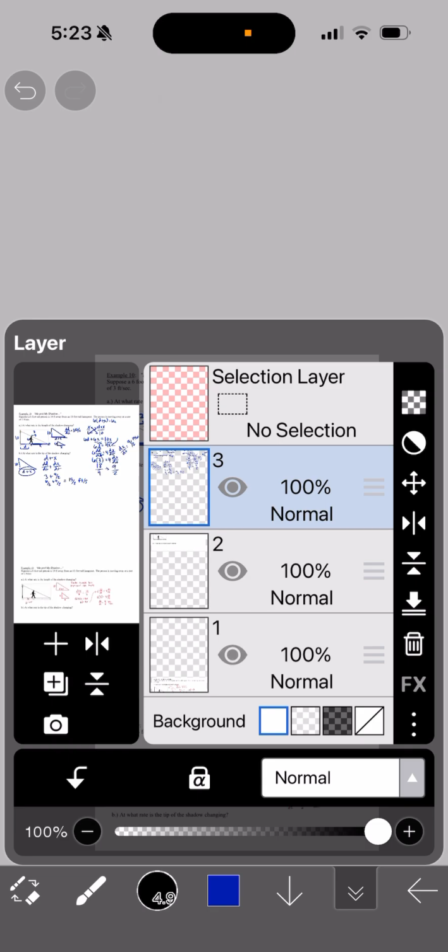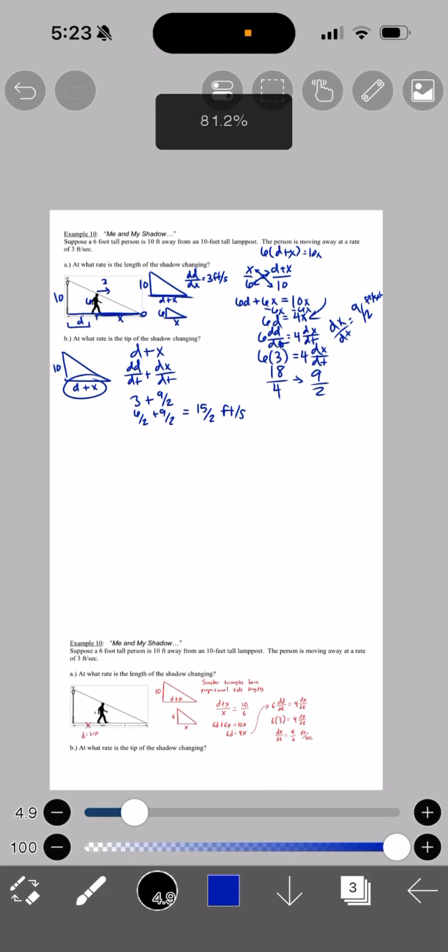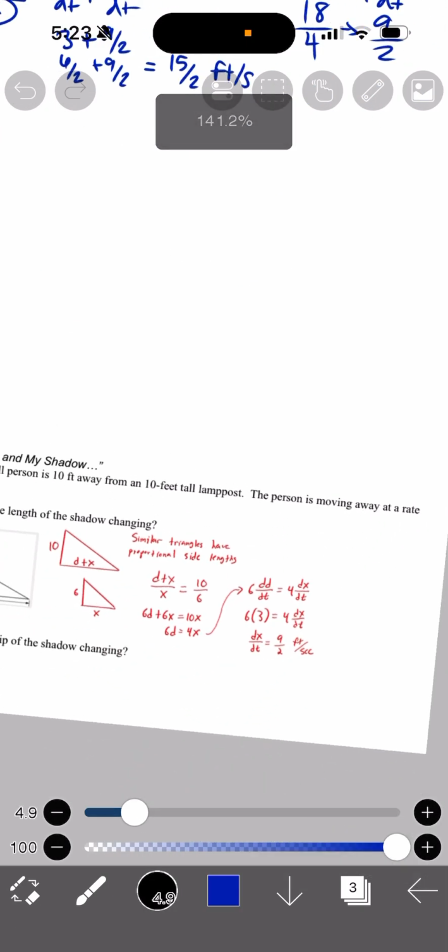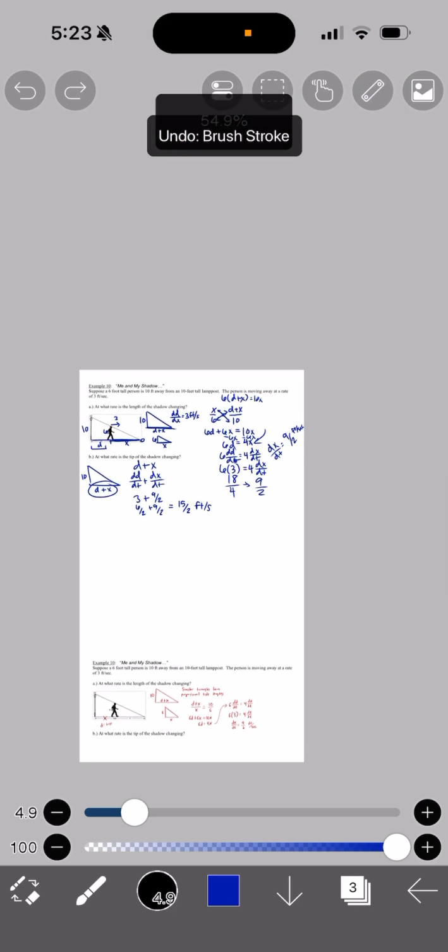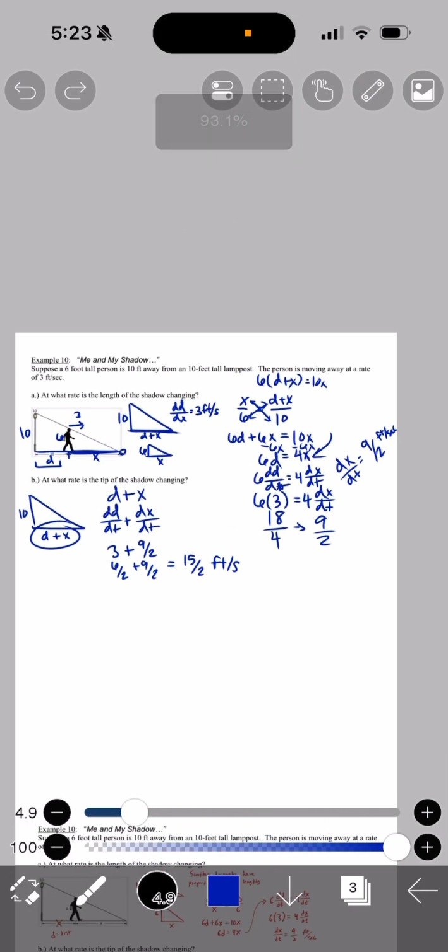Let me check if I'm right. I'm not giving you false information. Okay, that's right. He didn't answer this, but I'm fairly confident. There you go. That is how you do the shadow problem and how you do a cone problem with related rates.